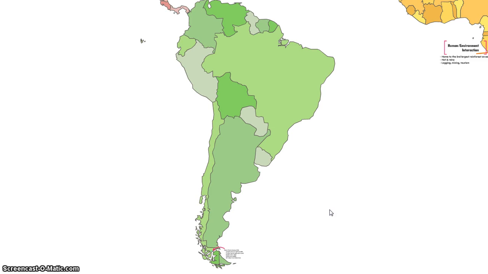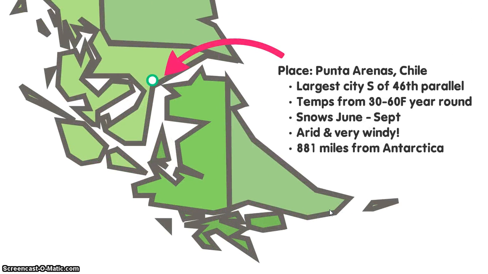This is South America. If we zoom in on South America, we see Punta Arenas, Chile, which is the largest city south of the 46th parallel. That's a very low line of latitude. It is very near Antarctica. Temps range from 30 degrees to 60 degrees all year round, and it snows from June to September because their seasons in the southern hemisphere are opposite of those in the northern hemisphere. The place is very arid and very windy, and it is only 881 miles from Antarctica.